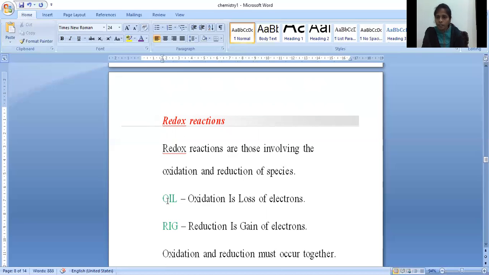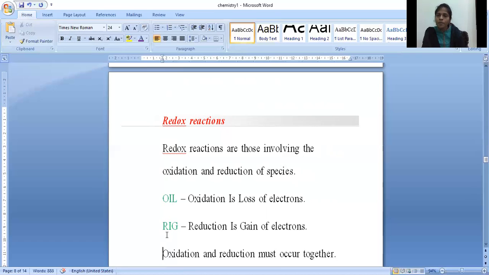Just for remembering, I'm giving a simple technique: OIL and RIG. Here OIL: O is oxidation, I is, L is loss of electrons. So simply, oxidation is nothing but removal of electrons or loss of electrons.